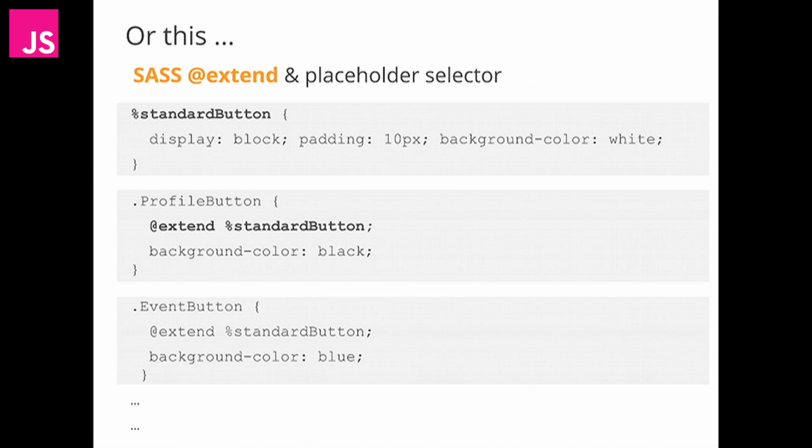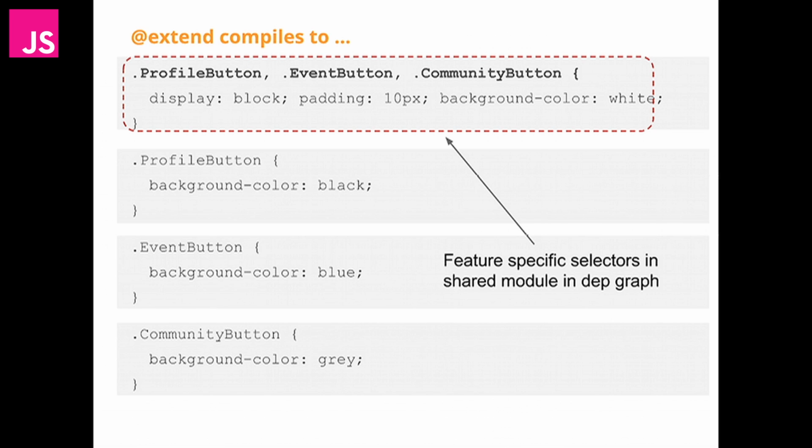Another possibility is using the Sass @extend directive. So you would create a placeholder standard button, and then you would extend that in the profile context and in the event context. And this compiles to something like this, where Sass will create a single rule with all the shared styles. And this is much better now, much better than mixins. You no longer have the duplication problem. But now there is a single selector for each of these. And in our case, when we have this big CSS dependency graph, this rule is going to show up in a shared module in our graph.